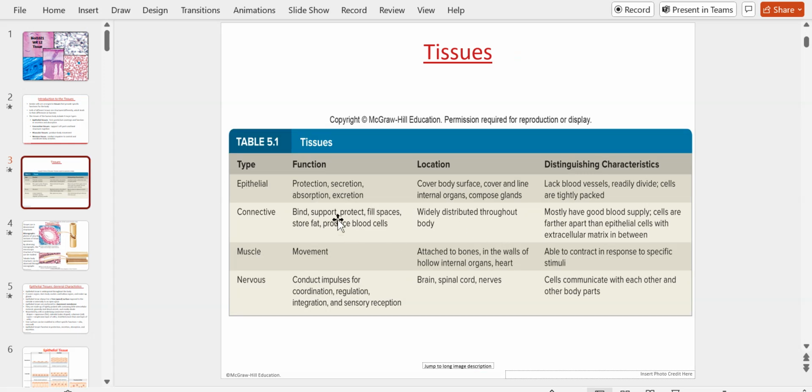So we've got epithelial tissue, connective tissue, muscle, and nervous. These are the four kinds of tissue that we'll be talking about in today's class. Epithelial: protection, excretion, absorption. Examples: covers body surfaces and lines the internal organs. We have connective tissue, which binds, supports, protects, fills spaces, stores fat, and produces red blood cells. Muscle is involved in movement and heat. And nervous tissue conducts impulses for coordination, regulation, integration, and sensory reception.